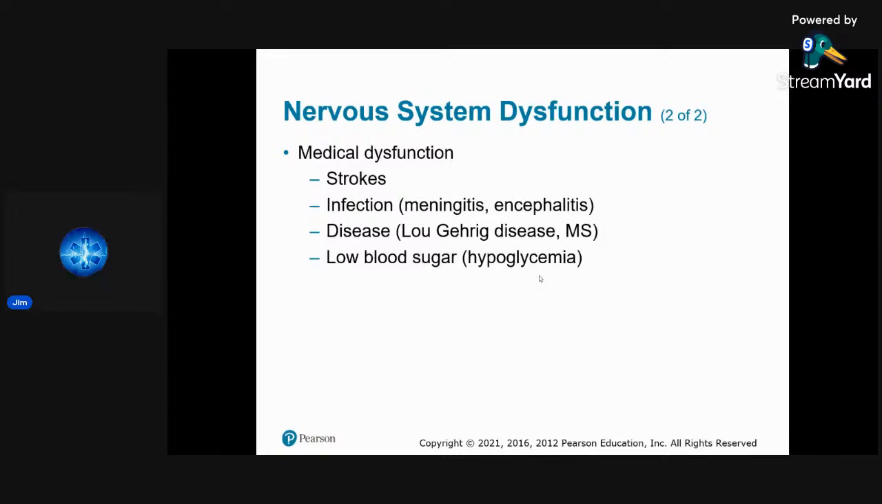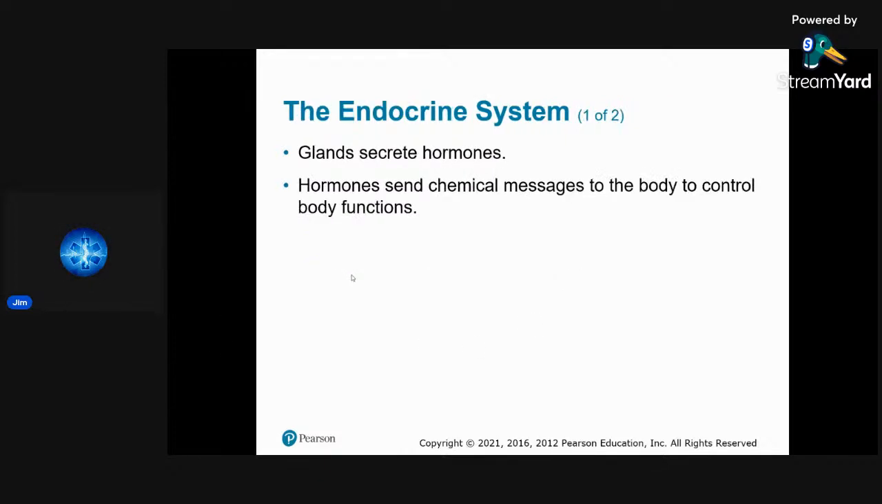Medical dysfunctions include stroke and infections like meningitis and encephalitis. What I was talking about earlier, the word I couldn't say, encephalitis, is swelling of the brain. Certain diseases like Lou Gehrig's disease and MS affect your neurons and block the messaging. And there's low blood sugar, or hypoglycemia. Let's break that word down. Hypo meaning low, glycemia meaning blood sugar. So you have a low blood sugar. This can affect your nervous system.